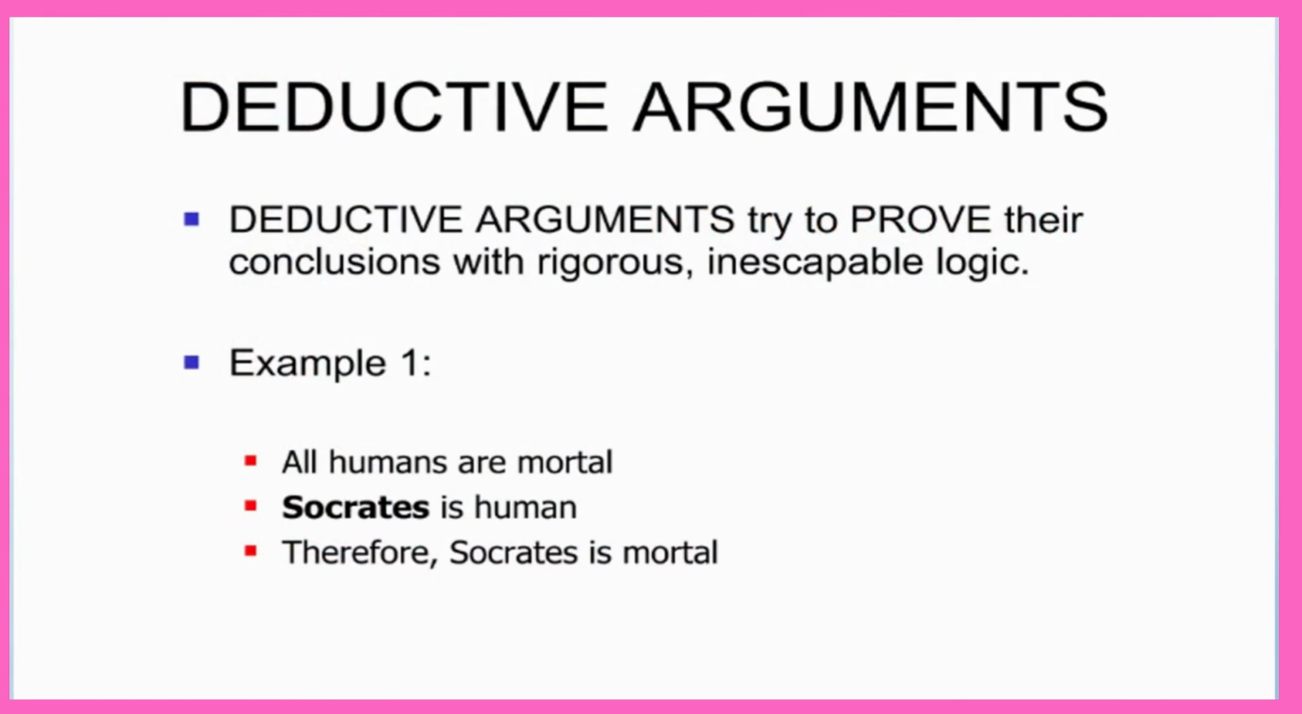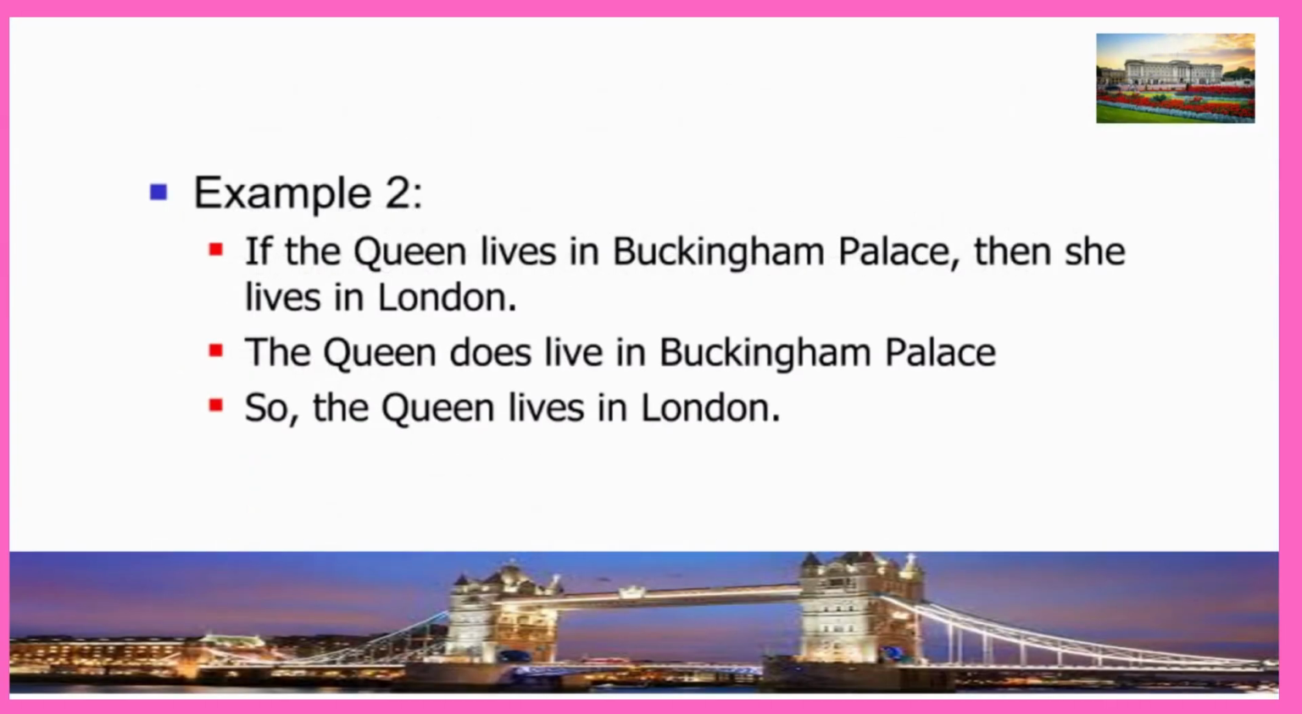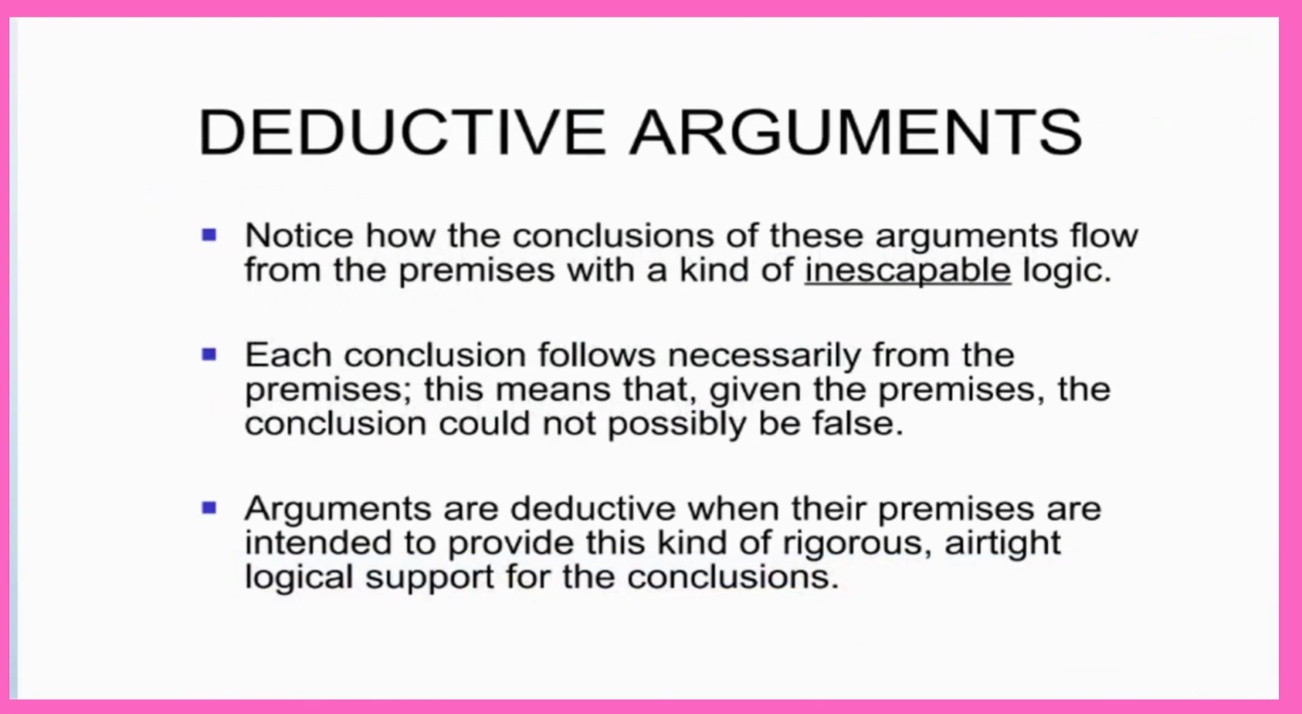Consider the following example. All humans are mortal. Socrates is human. Therefore, Socrates is mortal. Again, if the Queen lives in Buckingham Palace, then she lives in London. The Queen does live in Buckingham Palace, so the Queen lives in London. In both the examples, we have seen that the premises succeeded in providing conclusive grounds for the truth of the conclusion. So we can say they were valid arguments.